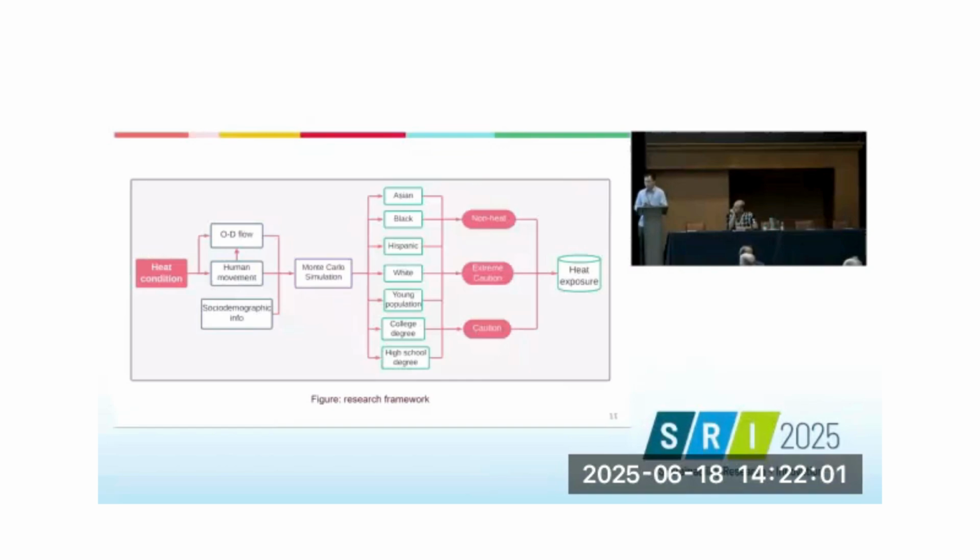The social composition that we want to discover for this research includes different races and ethnicities, young people, people who have a college degree and above, and people who only have a high school degree and below.